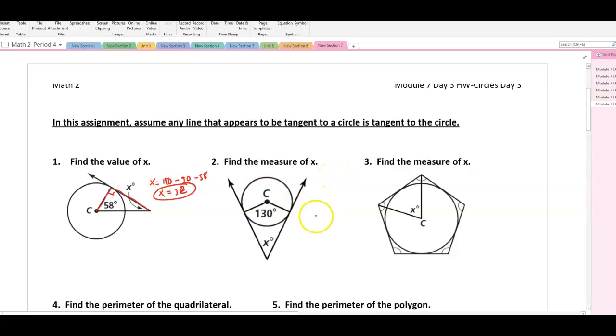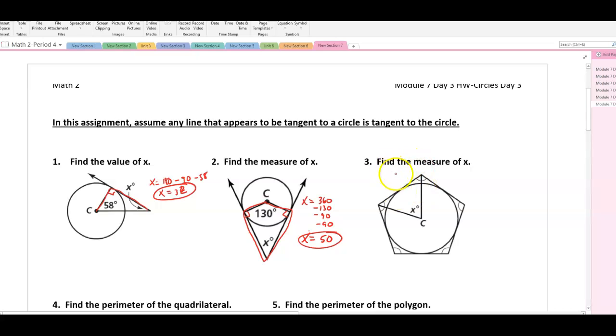The next one again, radius to a tangent, right angle, radius to a tangent, right angle. Now, what do all four angles in this quadrilateral have to add up to? 360. So x is equal to 360 minus 130 minus 90, which would give you x is equal to 50 degrees.